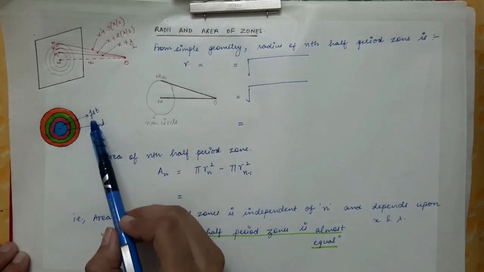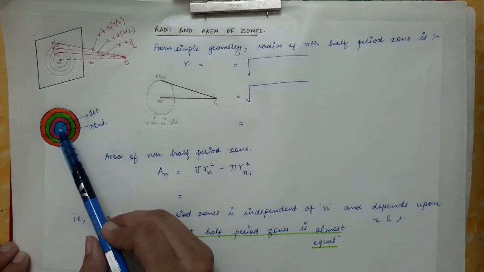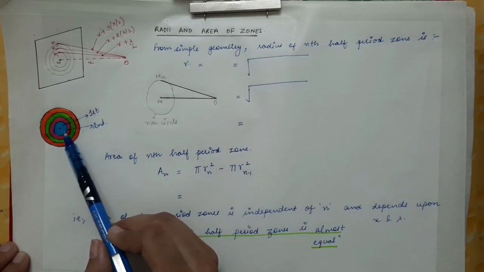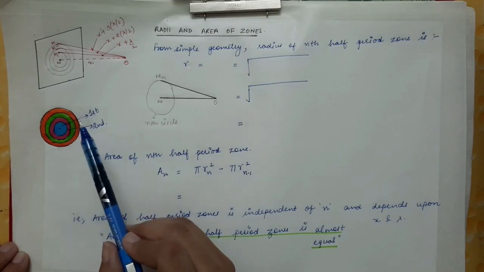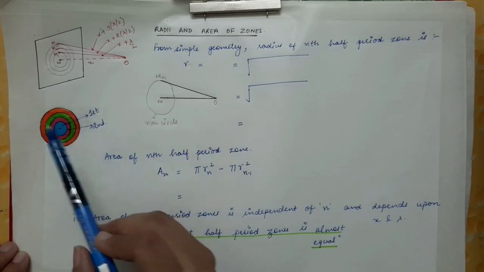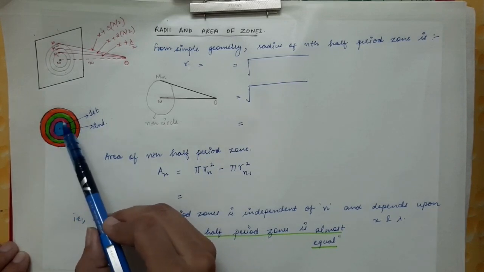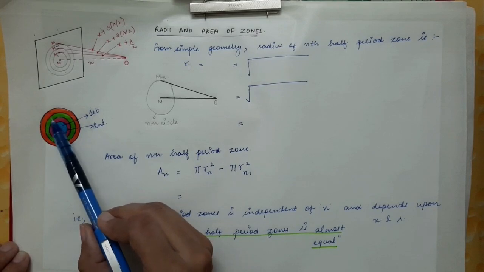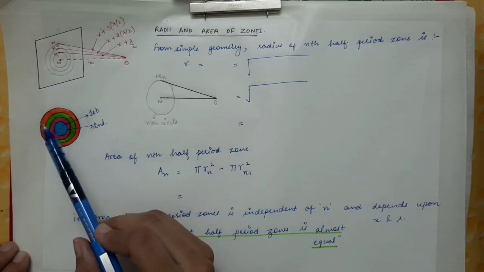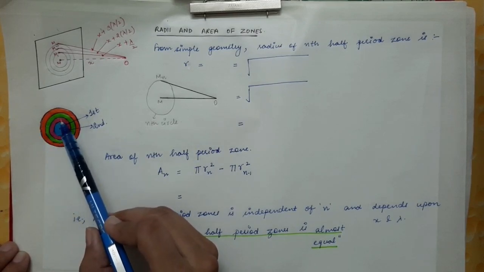So keep in mind, only the first half period zone covers the full circle, whereas all other zones are just the annular regions. So they are in the shape of a disc, whereas the first half period zone covers the full circle, whereas all other zones are annular regions between two circles.